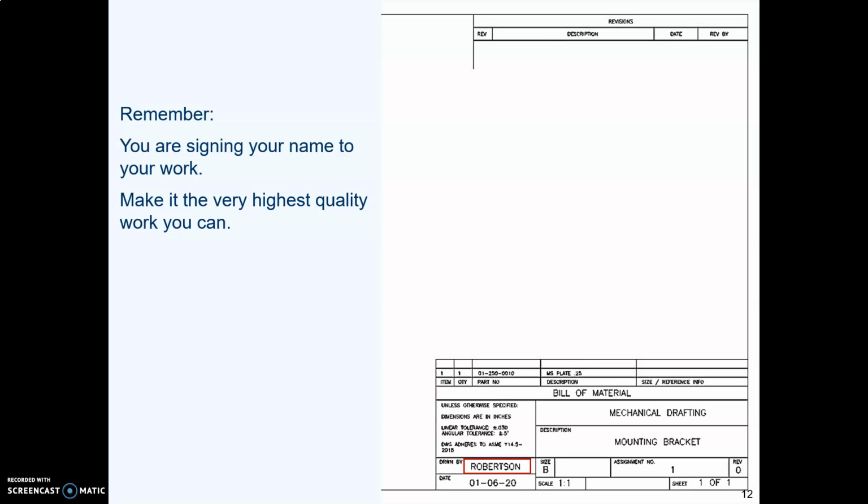You put your name in the title block. Usually it's last name, or maybe it's initials. What you need to remember is that you're signing your name here, and your drawing might be with your company for years to come. So you want to be proud of the work you do. Anything worth doing is worth doing well, and you want to make your drawing the very highest standard professional quality you can.